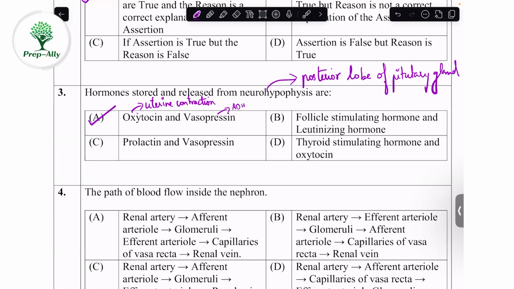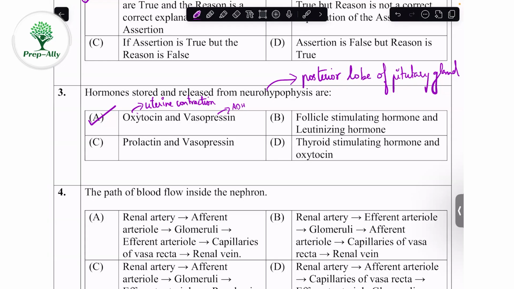Kidneys work, right? Everyone knows, you have studied it in the life processes chapter. The kidney's work is to reabsorb water and minerals, like sodium, potassium, electrolytes. We used to say electrolytes, right? Those things are reabsorbed with the help of the kidney. In that, a hormone also plays a role, vasopressin, which helps in reabsorption of water. So that is the work of vasopressin.